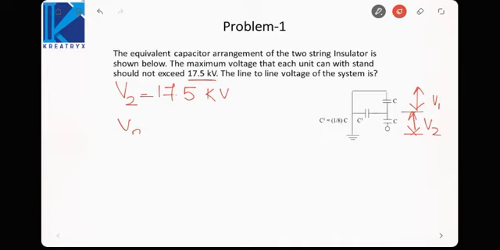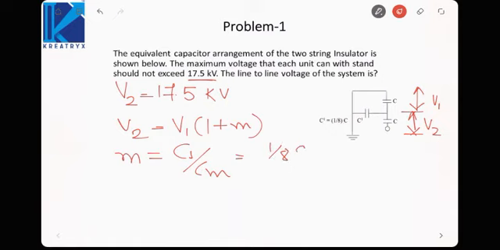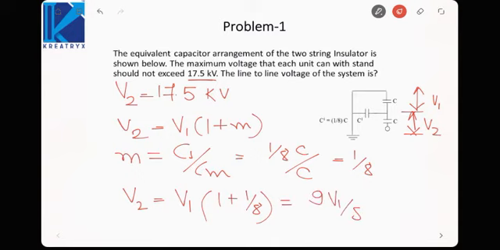Now, as we derived, V2 is equal to V1 into 1 plus M, where M was Cs by Cm, that is equal to C by 8 divided by C. So 1 by 8. So V2 is equal to V1 into 1 plus 1 by 8, that is 9 V1 by 8. So V1 is equal to 8 by 9 V2. So it will come out to be 15.55 kV.